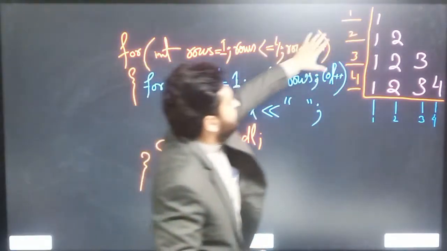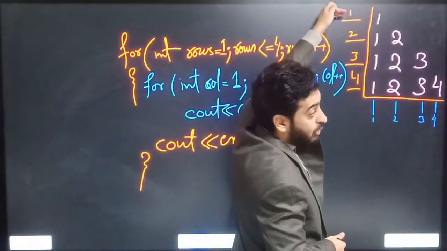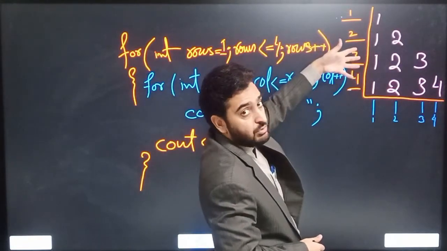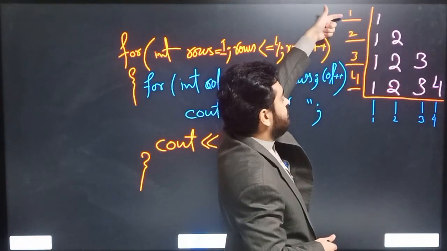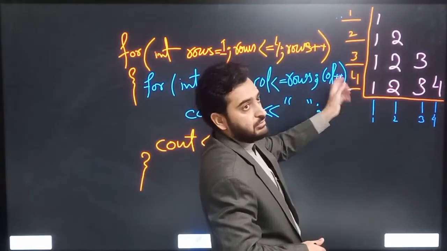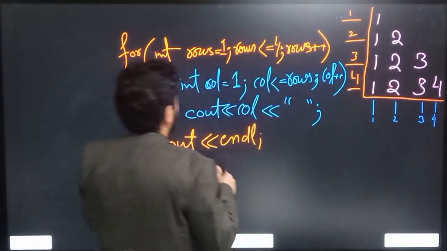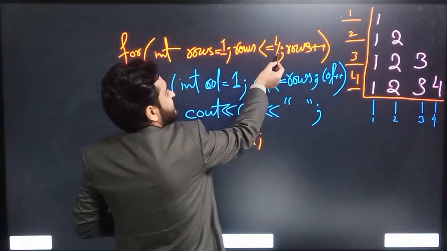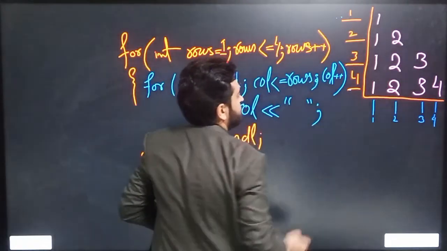We need an outer loop which shall start from 1 till 4, because there are 4 rows. You can start it from 0 and go less than 4, or you can start it from 1 and go to equal to 4. This will be the shape of the outer loop, and here you can see that we have started rows from 1, rows less than or equal to 4, and rows plus plus.